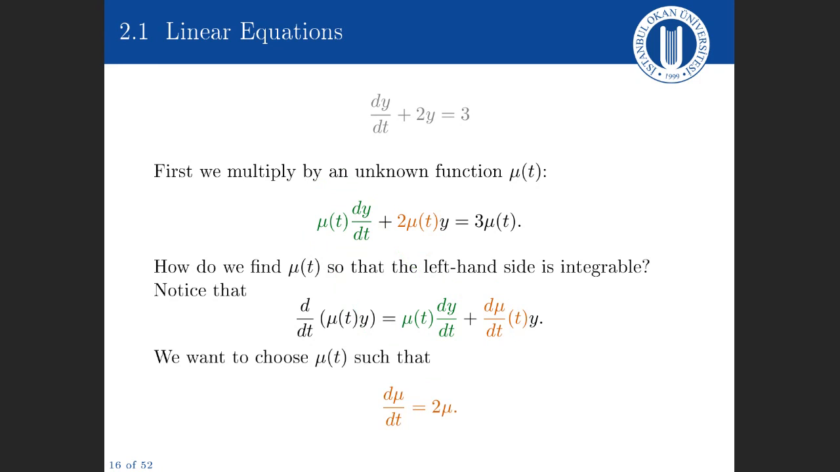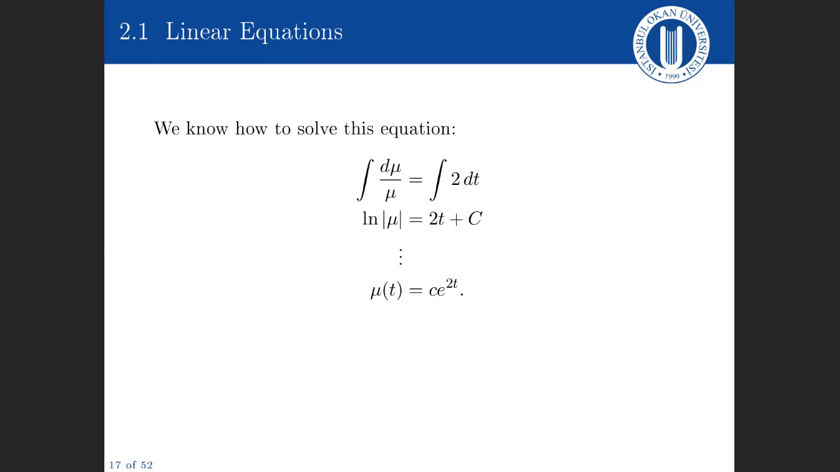We want to choose our special integrating function mu t such that d mu dt is equal to 2 mu. We know how to solve this equation. We can use the method from last week. We can separate the variables. We can move all of the mu terms to the left, all of the t terms to the right, integrate and rearrange. And we find that we want mu t is equal to a constant c times e to the power 2t.